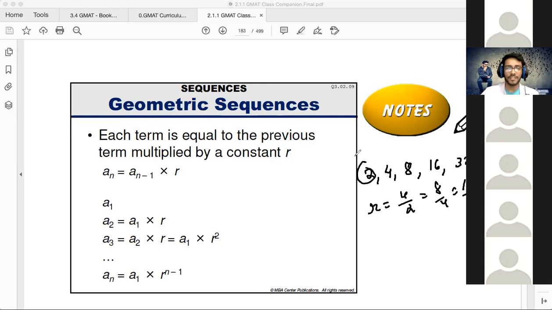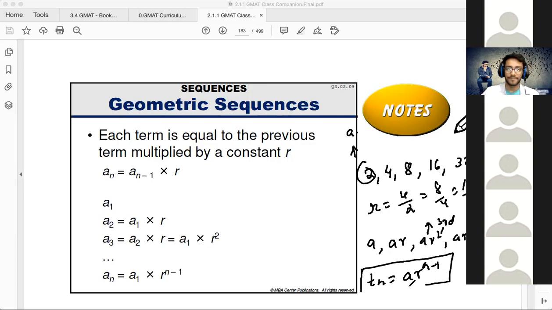And again, the first term will remain the same, A. So the sequence goes like this: A, AR, AR square, AR cube, AR to the 4. That means the nth term here is AR to the power n minus 1. You can see this is the third term, power is 1 less. This is the fourth term, power is 1 less. So remember this formula also: AR to the power n minus 1.